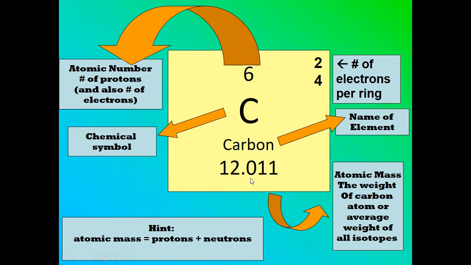Now let's do the number at the bottom. It's a decimal number. And the reason that it's a decimal number is because it is the average mass of every carbon atom on Earth.